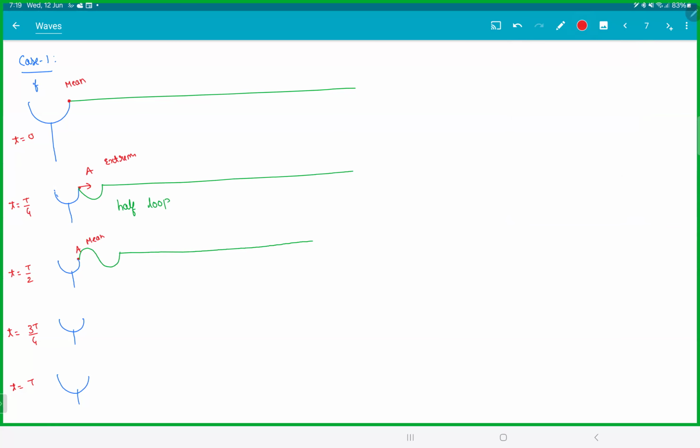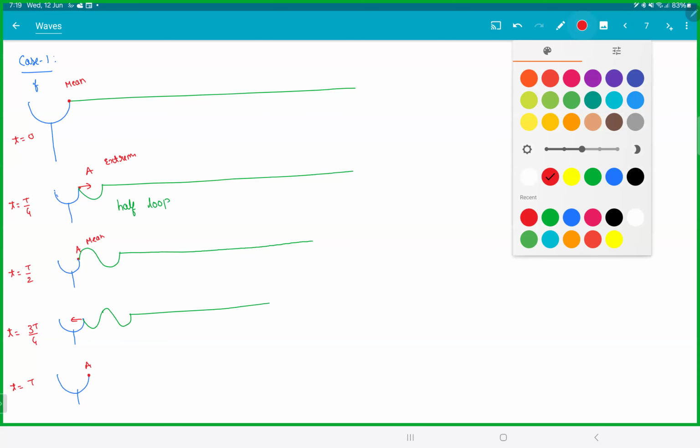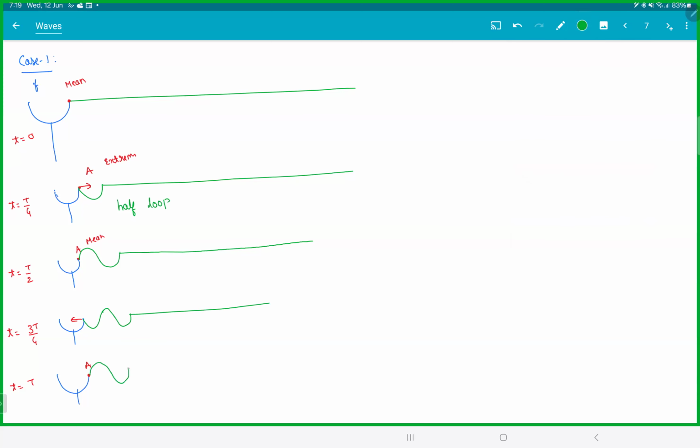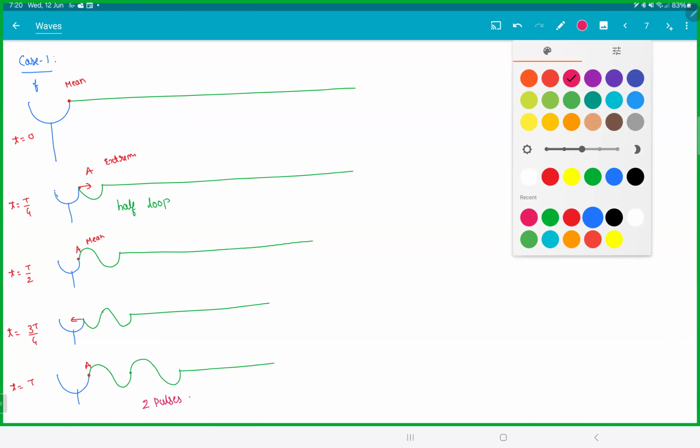Again, when you go to the left extreme, again, I'm not drawing exactly up to scale. And when you come back to the mean position, you have completed 2 loops. That means if you keep a tuning fork vertically and connect a string, every time it oscillates, it generates double the number of waves.